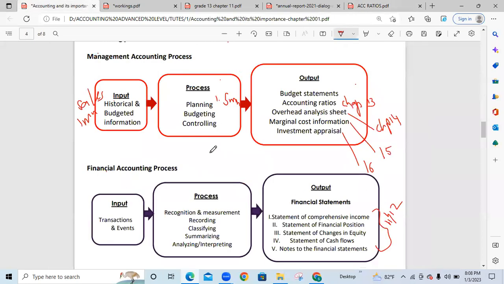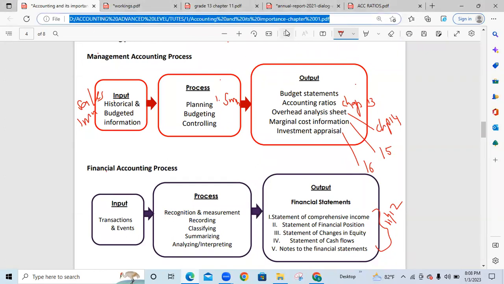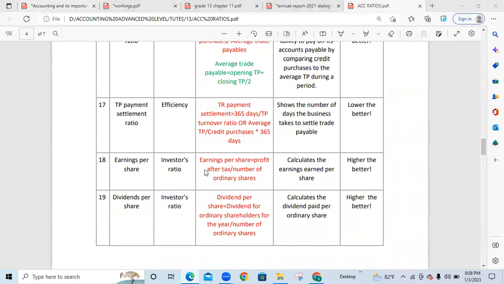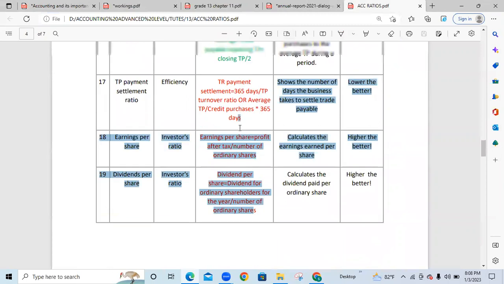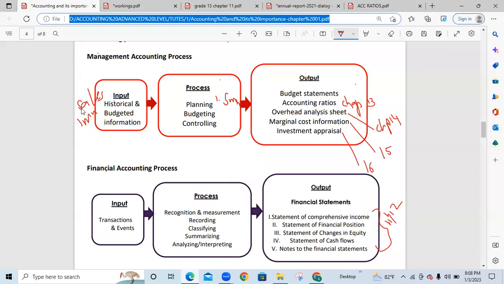So remember, accounting ratios will just try to find the relationship between accounting elements. That is what you study in accounting ratios. It's a management accounting output. Then, guys, overhead analysis sheet. Most of this ratios chapter is all formulas. If you see here, how many ratios are there? There are 19 ratios. All the formulas, you have to know them in the future.